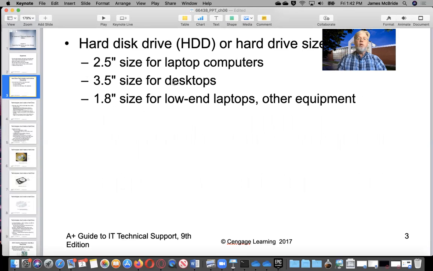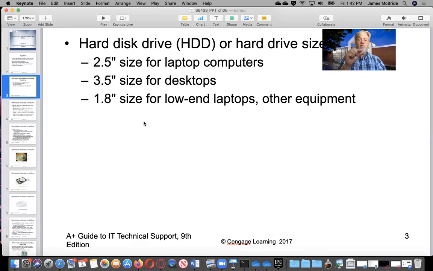So you're dealing with a hard disk inside that drive, and it's coated with metallic, and I'm sorry I don't have one here with me. But they come in these various sizes for computers. So the size of a laptop computer is a 2.5-inch drive that slides in there. So if you were to say, I'm going to replace my hard drive in my laptop, then that's what you're looking for. You'll also notice a 1.8 size for a low-end laptop and sometimes other equipment.